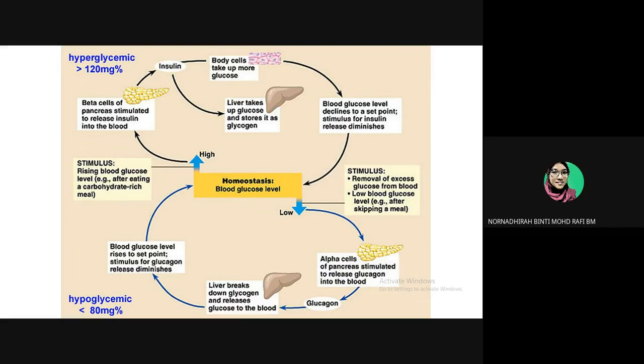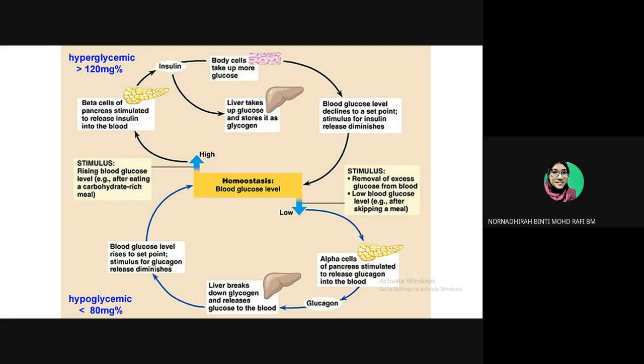Okay. Alright, so kita akan cover hari ni adalah about kidney and about urine formation. So before that, we are going to do overview about the control of blood glucose level in our blood. Okay, blood glucose level, in which we know that it is very important, in which if we cannot control our blood glucose level, kita boleh jadi dua situasi lah, sama ada hyperglycemia or hypoglycemia.